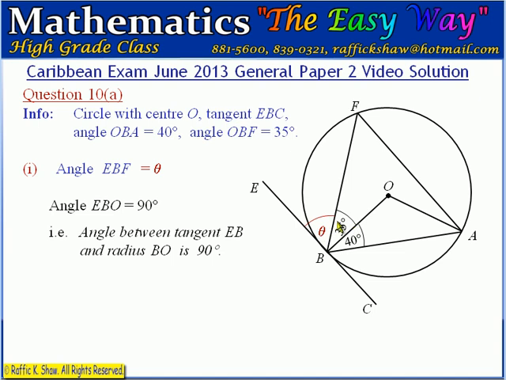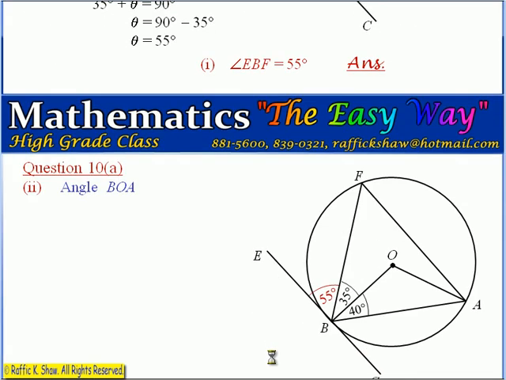And so, as I said, the sum of these two angles must be 90 degrees. So we can show that. So 35 degrees plus theta is equal to 90 degrees. And we can therefore subtract 35 degrees from both sides, and we end up with theta being equal to 90 degrees minus 35 degrees. And so theta is 55 degrees. And so this angle right here is 55 degrees, and that's the answer for this part of the question. Let's go down now to part 2.